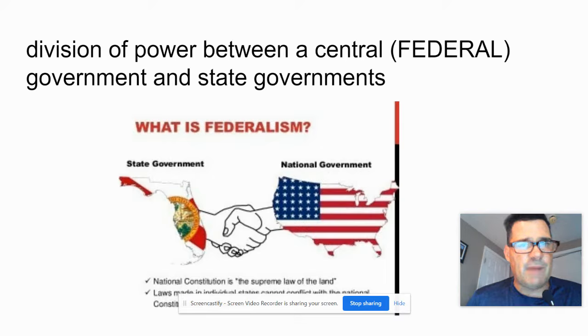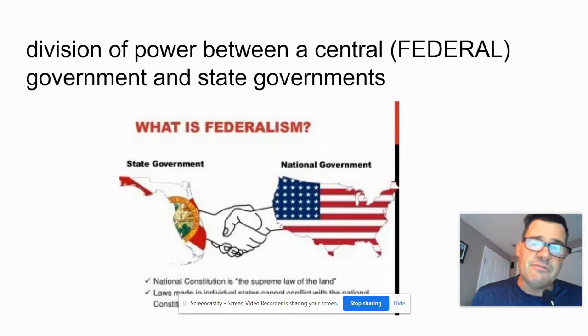I'll read it again. A division of power between a central or federal government and state governments. Think of Canada, which has a national government in Ottawa, and then it also has provinces. Germany has a federal government, and it also has states. India is a federal government. They have lots of states, and then they have a national government. So there are lots of governments in these countries, and they each have separate powers. Like the national government does one thing, and the state governments have other roles. We're going to talk about those roles in a minute.